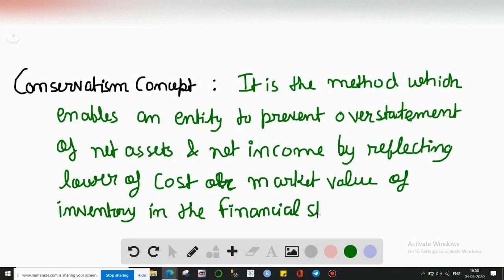So we have written a very technical definition of a concept that is termed as conservatism. However, we will understand through a very simple and clear example. Let's say suppose there is a company, ABC company. It is dealing in furniture. Now what happens?